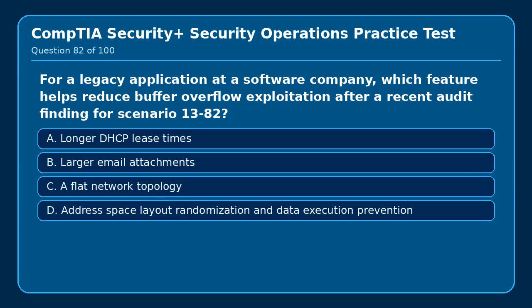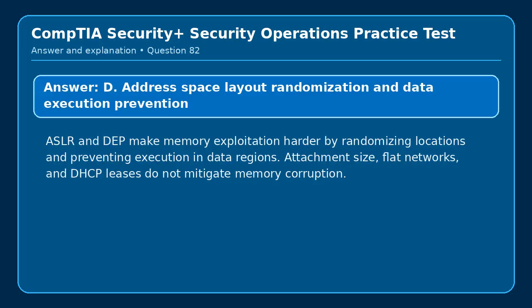Take a moment to choose your answer. The answer is B. Enforce modern TLS with certificate validation. TLS with valid certificates encrypts traffic and helps clients verify the server identity. Plain HTTP, expired certificates, and shared accounts make credential interception or misuse more likely.